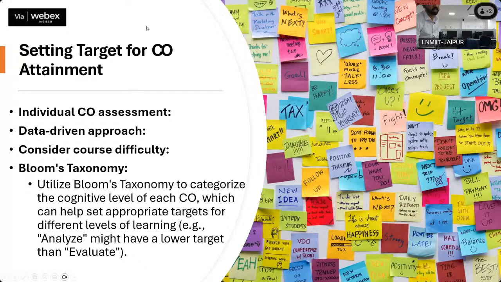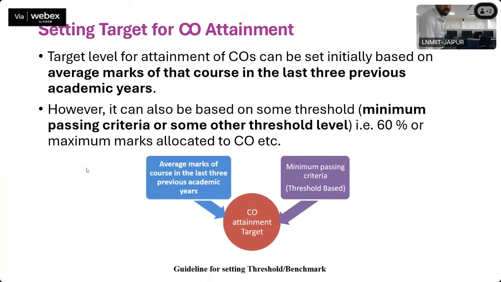Again, another method of setting CO attainment is Bloom's taxonomy. For this, you can refer to the examination reform policy of AICTE. That will help you a lot to understand how to create the COs based upon Bloom's taxonomy. Okay, I think I have explained setting targets for CO. So you could do something like that: average marks in the course in the past 3 years and a minimum, threshold-based criteria. If you achieve this, then you will say that CO attainment is fulfilled.